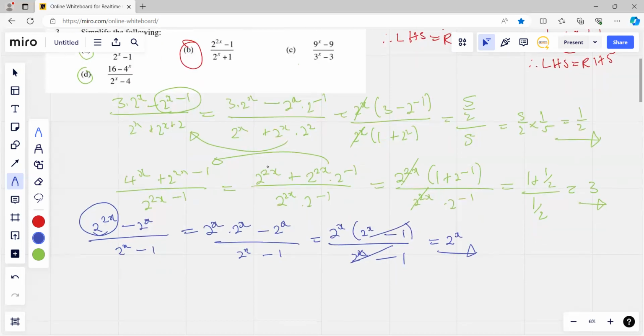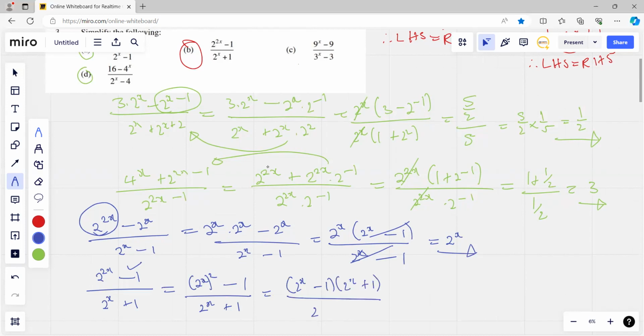Then number B, as you can see, is 2 to the exponent 2x minus 1. Immediately I write something like this. You know, this is the difference of two squares. That is 2 to the exponent x plus 1 in the denominator. Here is the difference of two squares because that is equivalent to 2 to the exponent of x squared minus 1, divided by 2 to the exponent of x plus 1. This is equivalent to 2 to the exponent of x minus 1, times 2 to the exponent of x plus 1, divided by 2 to the exponent of x plus 1. This cancels that. Then we're left with what? 2 to the exponent of x minus 1.